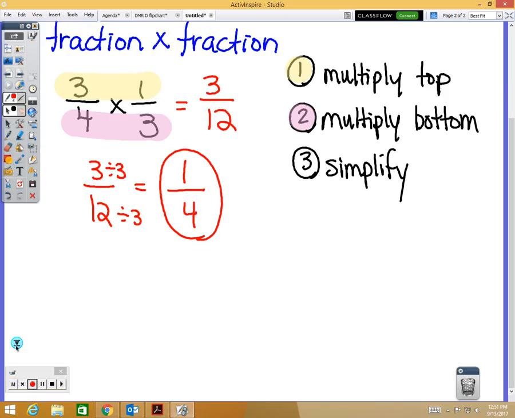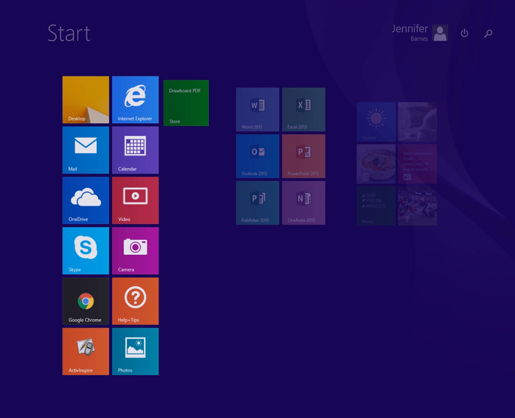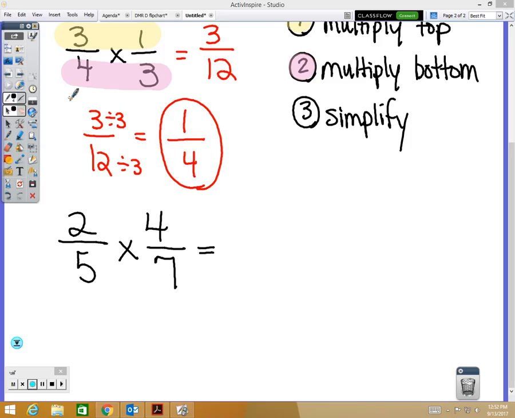Alright, let's try another one then. Let's do 2/5 times 4/7. Sorry, 4/7. I'm going to let you try that one on your own real quick. 2/5 times 4/7.